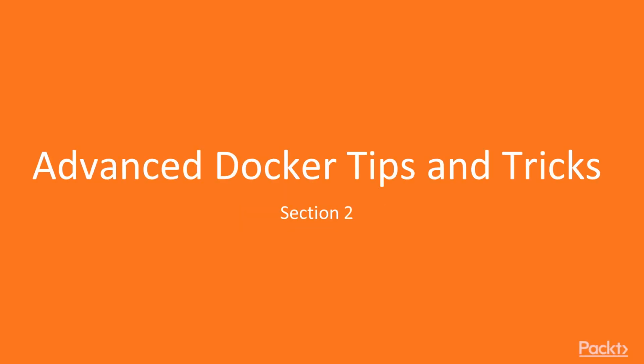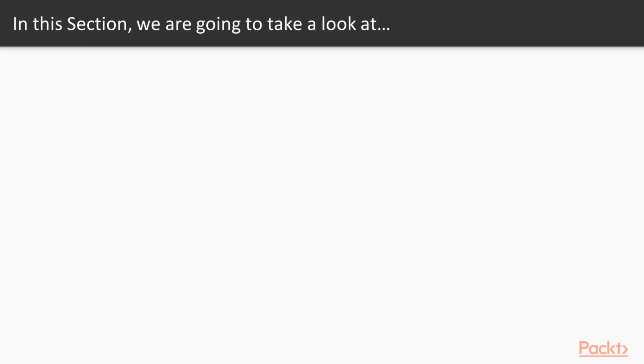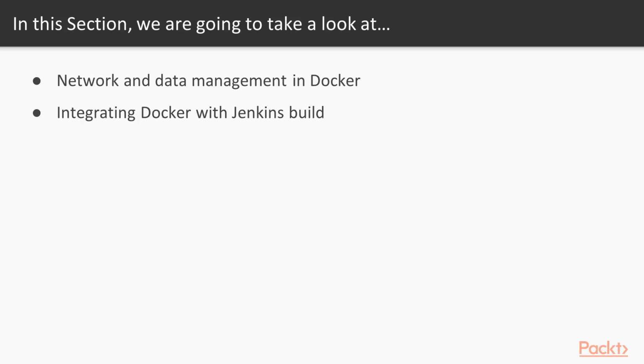Welcome, this is the second section of our course and we will be looking at the advanced Docker tips and tricks. So firstly, we'll be looking at the network and data management in Docker. So we'll see how we can manage the data using Docker and also create a network within containers. Then we'll be integrating Docker with Jenkins build. We'll look at the plugin that allows us to do it.